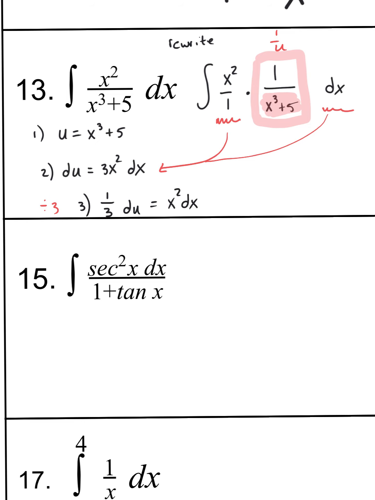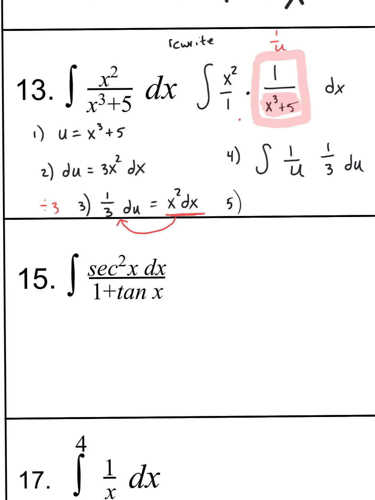Okay, so now we're ready to rewrite everything. So we go to the fourth step. We're going to rewrite everything. Again, this piece here, 1 over x cubed plus 5, we're going to replace with 1 over u. To replace x squared and dx, I'm going to go to my differential. Right here, x squared dx is now equal to 1/3 du. So 1/3 du. All right, now we're finally ready to take the antiderivative.